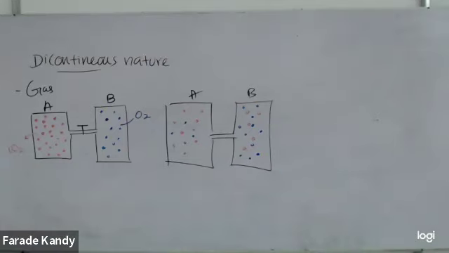Oxygen is discontinuous. There are empty spaces among oxygen particles or oxygen sample. Just write, oxygen is discontinuous. Then it is applicable for the other side also, but I don't write the term.